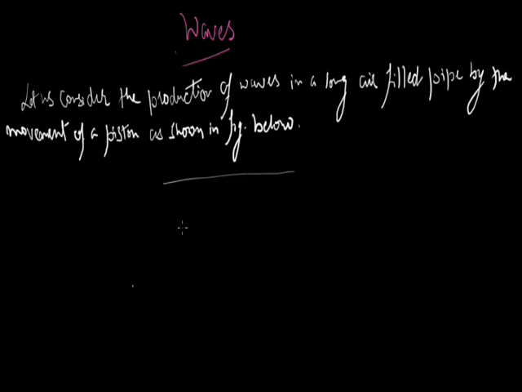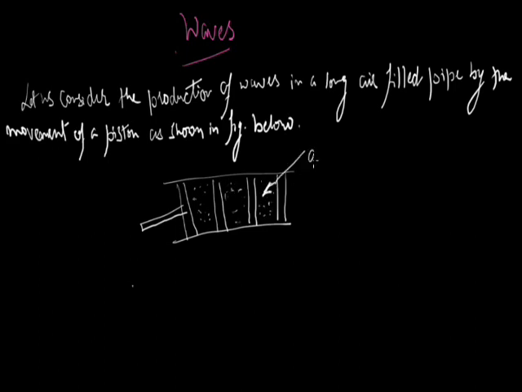Let us suppose there is a pipe, and here we have a piston P. Now the air column will travel over here, like in this way. This is the first position of the piston, this is the second, and this is the third one. Here are the air particles. So this is air, and we are moving the piston in this direction.